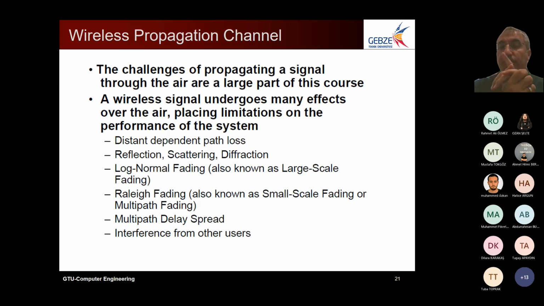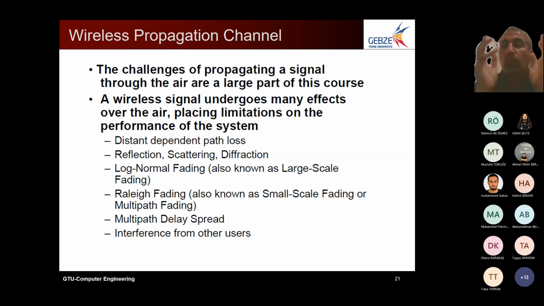And the challenges of this channel propagation are very important, and it's one of the topics that is studied extensively in the literature. So we prepared, we processed, and we are ready to transmit our signal over the air using the antenna. So the antenna basically converts your electrical signals into electromagnetic waves, and it radiates over the air.